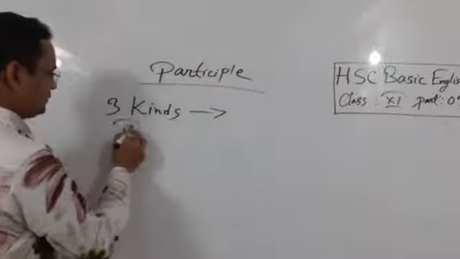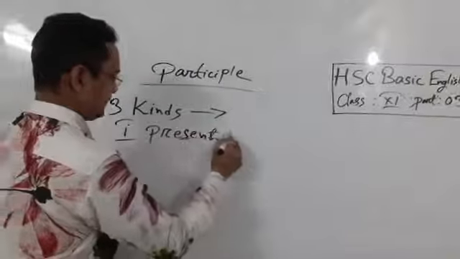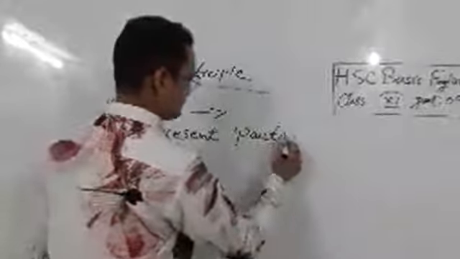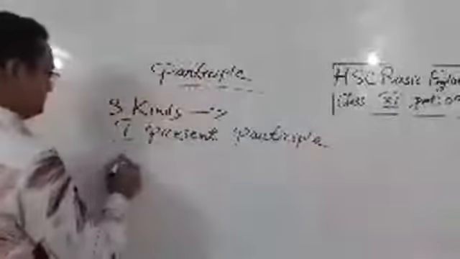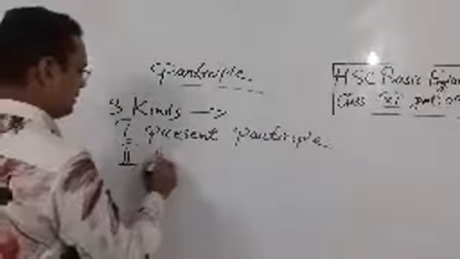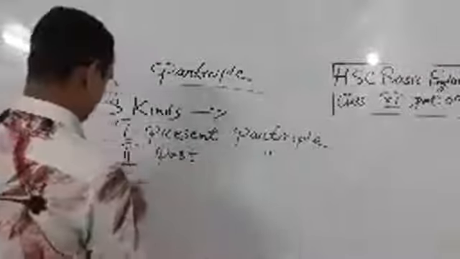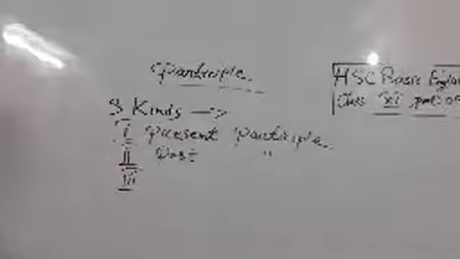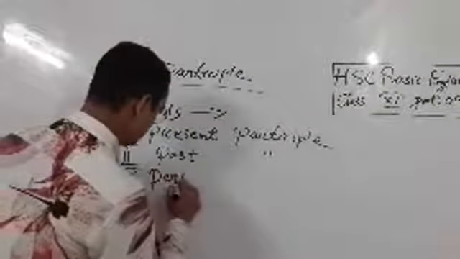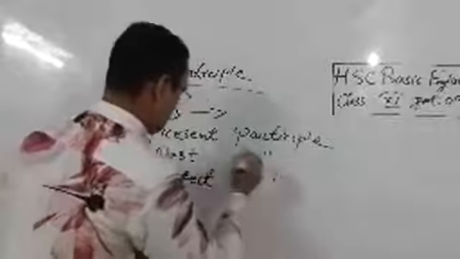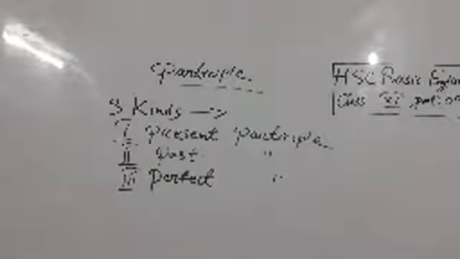One, present participle, two, past participle, and number three, perfect participle. Present participle, past participle, and perfect participle. So let's discuss them one by one. First of all, what is present participle?